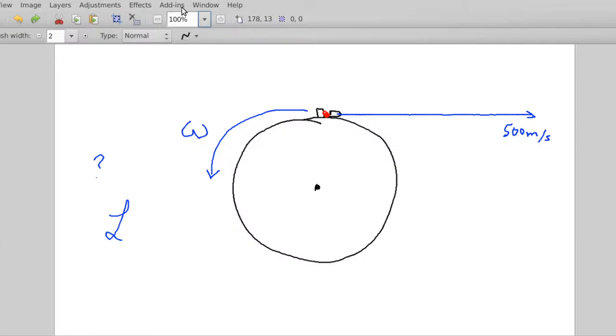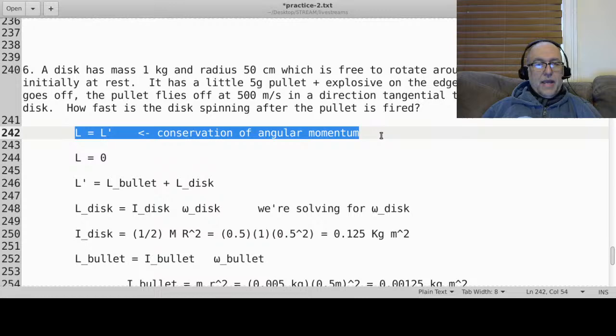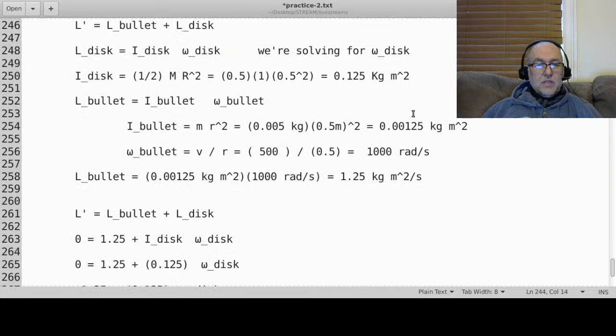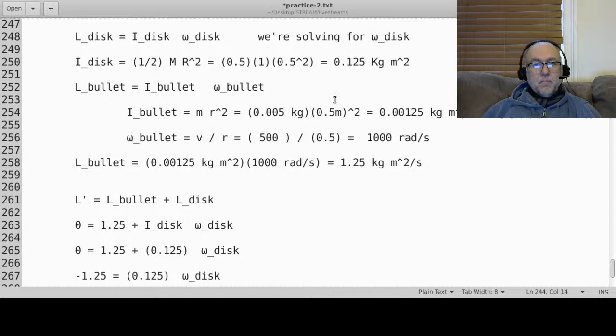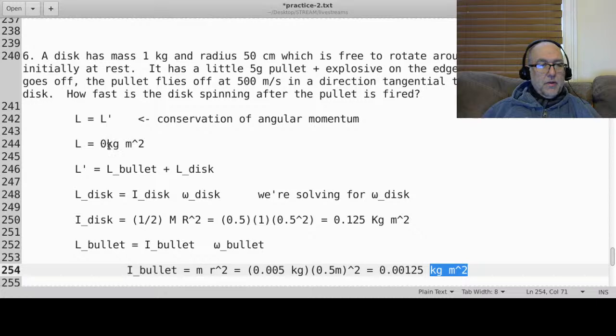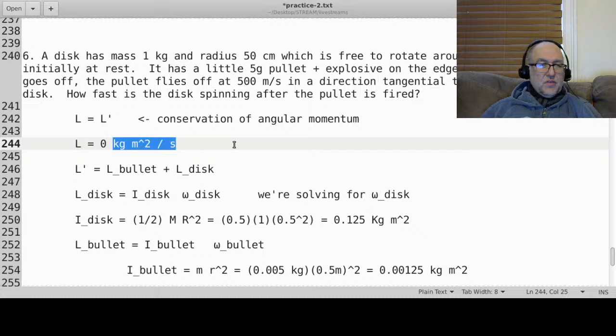Okay, so I'm going to use conservation of angular momentum. What's the angular momentum before? And by the way, the units of angular momentum, I have them down here. Just for completeness, the units for angular momentum are kilogram meter squared per second. So what's the angular momentum before? Well, nothing is moving, so there's no contribution to the angular momentum from either the bullet or the disc. And so the total angular momentum before is zero.